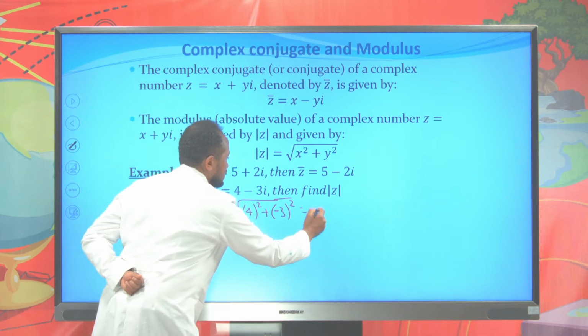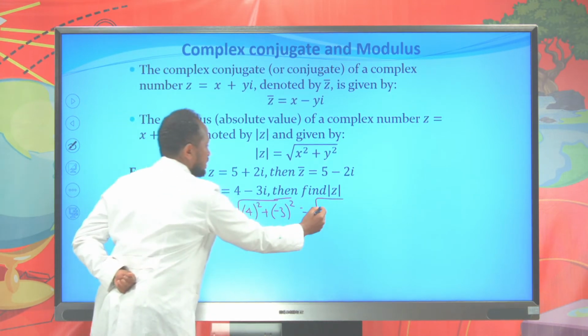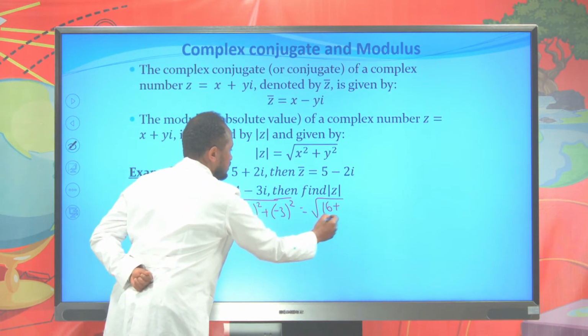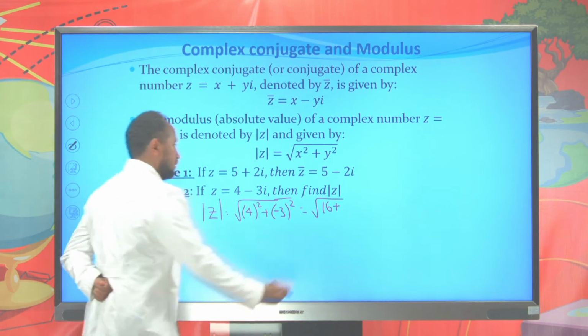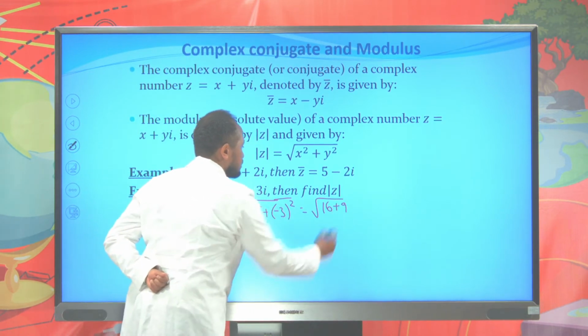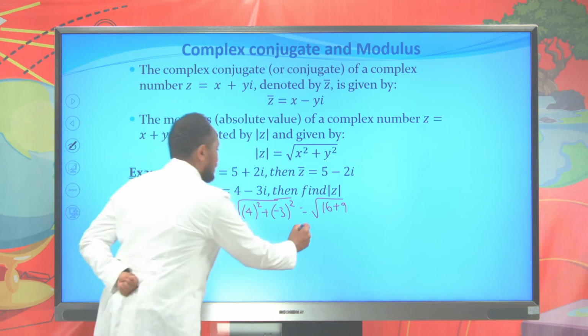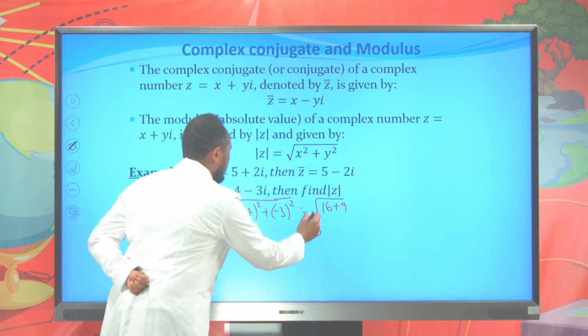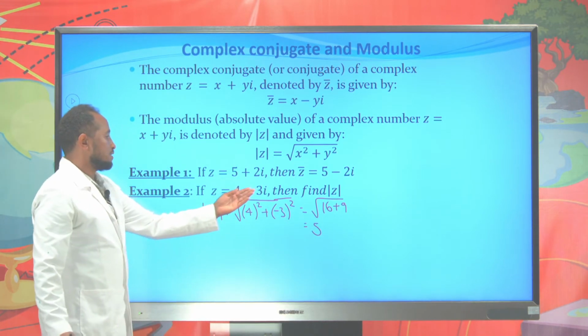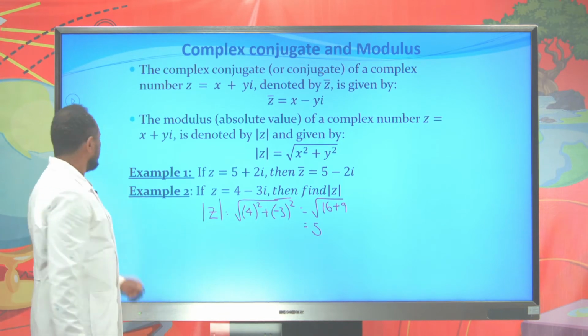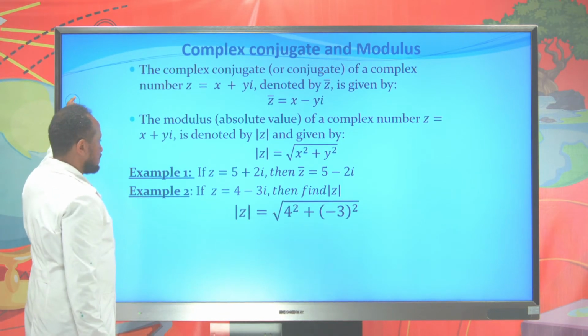Therefore, this is equal to the square root of 4 squared, which is 16, plus -3 squared, which is 9. This results in the square root of 25. The final answer will be 5. Therefore, the modulus of this number is 5.